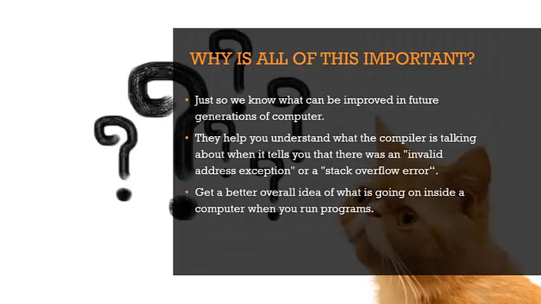So, the question is, why is all of this important? It is important just so we know what can be improved in future generations of computers. As you may have seen, the control unit just takes care of simple processing units. So as we progress, we will be able to do more and more complicated operations. They also help you understand what the compiler is talking about when it tells you invalid address exception or stack overflow error, and you know that happens. Also, it helps you get a better overall idea of what is going on inside a computer when you run your programs.